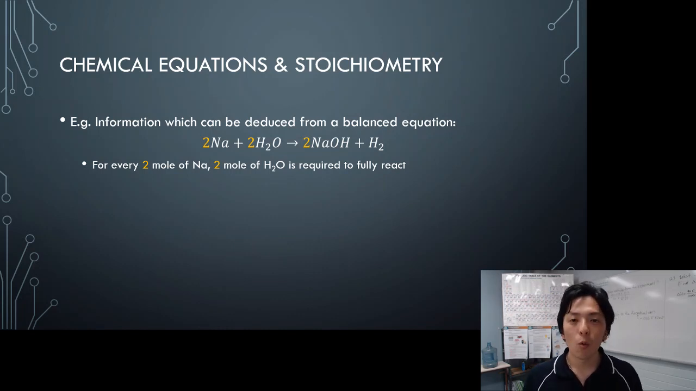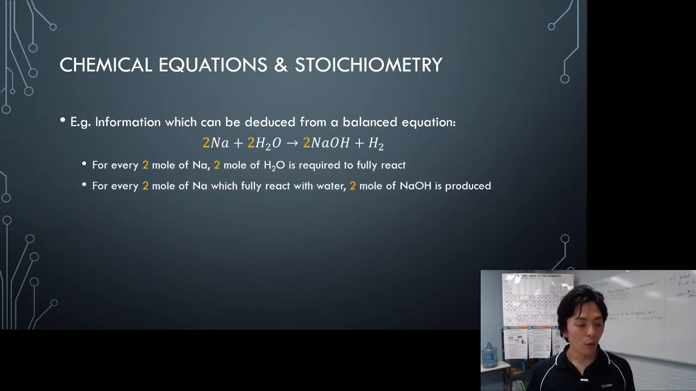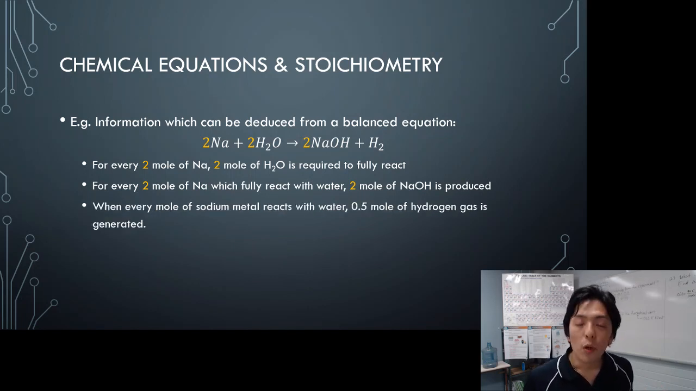So that makes the whole water more basic. What information can you tell? Well, firstly, for every 2 mole of Na, 2 mole of H2O is required for it to fully react, because it has 2 and 2 in front of Na and H2O respectively. What else can you get? For every 2 mole of Na which fully reacts with water, 2 mole of NaOH is produced. For every 2 Na, you get 2 NaOH. So 2 to 2, it's really a 1 to 1 ratio, but it's in moles.